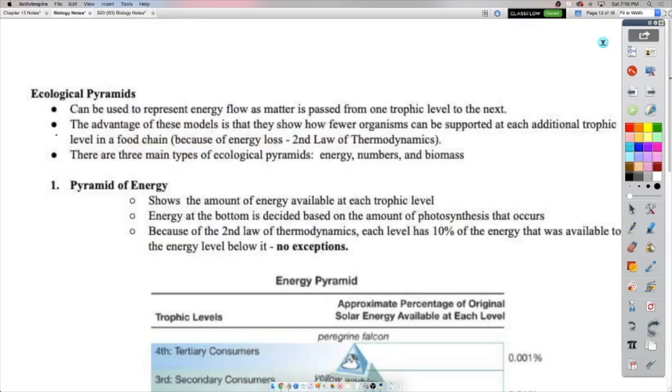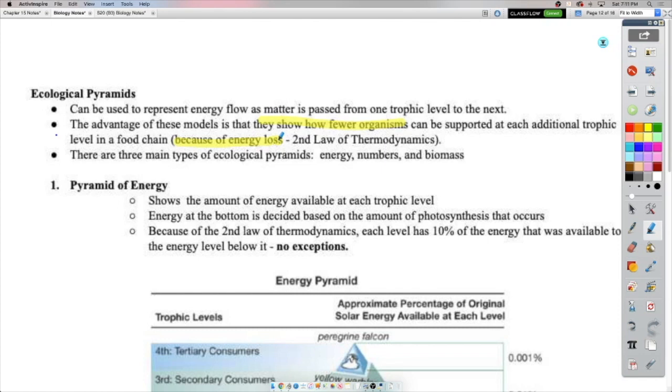So, as you probably guessed, today is about ecological pyramids. This continues our theme of looking at ways to represent energy flow in an ecosystem. The nice thing about ecological pyramids is that they show how fewer organisms can be supported at each additional trophic level. Why is that? Because of energy loss, the second law of thermodynamics. Also, remember our lynx and rabbit: one lynx does not eat one rabbit and be done. It needs to eat many rabbits. So in the step below the lynx on the food chain, the rabbit level, there needs to be a lot of them to support even just one lynx.